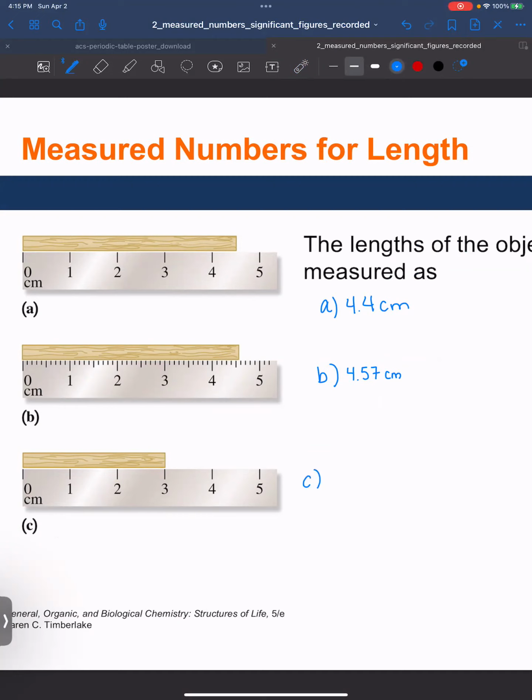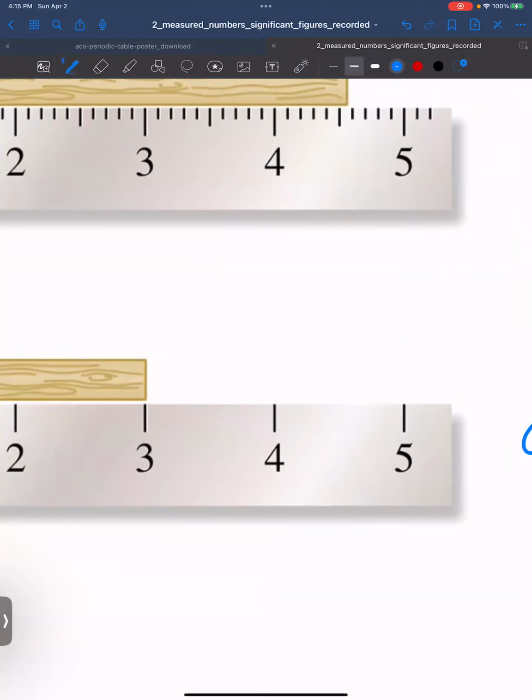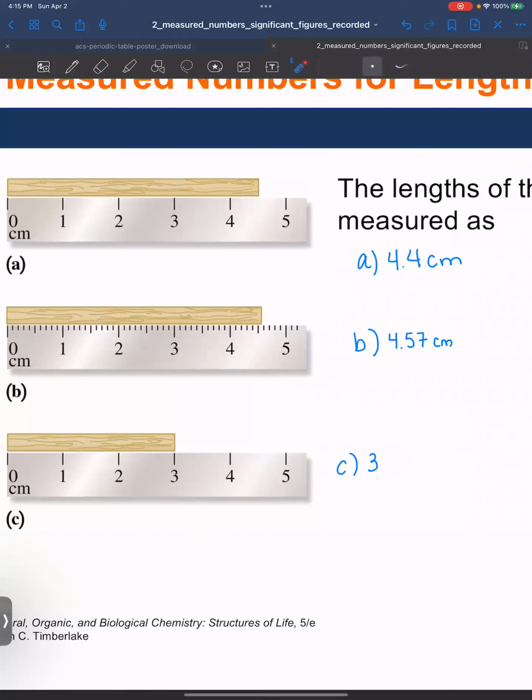Now with C, we know that it's at least 3 centimeters. Now this one, if we zoom in, looks like it's right on the line. However, we need to include another 0. We need to include an estimated digit because 3 is known and it could be anywhere between 3 to 4. And so just like with part A, the 10th place was the estimated digit. We need to include a value for the 10th place, even though it's estimated. So for me, I'm like, ooh, it's right on the line. This is 3.0 centimeters. However, you may have looked at it and thought it was a little past the line and put 3.1.